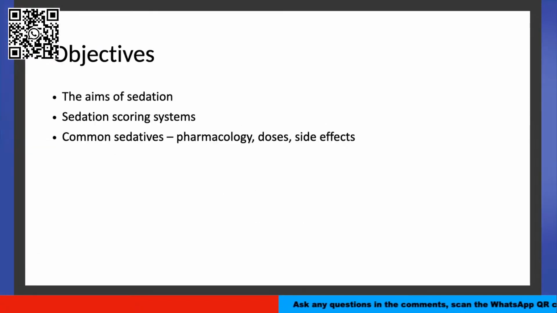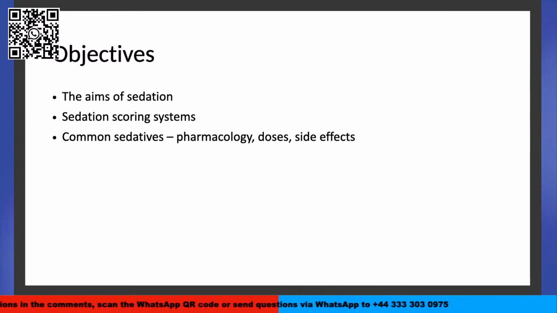Some of the objectives from this talk will include the aims of sedation, common sedation scoring systems, and the pharmacology, dosing and side effects of the most commonly used sedatives in critical care.